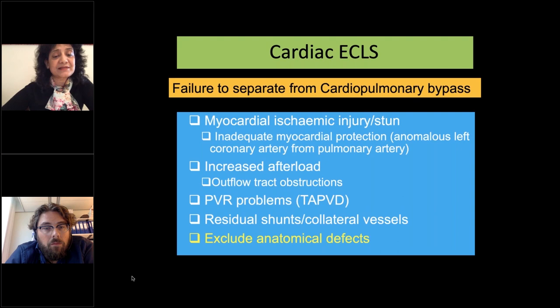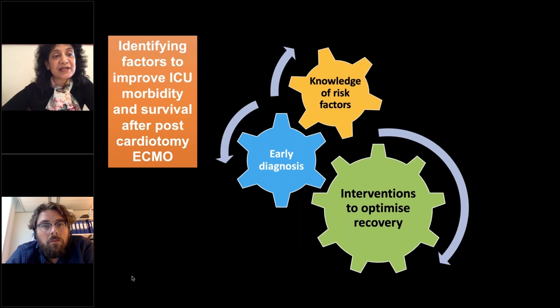So it's always very important to exclude anatomical defects. When I look at identifying factors to improve ICU morbidity and survival after post-cardiotomy ECMO, I approach this problem as a cogwheel. And that is, it's very important that these three cogs are in a wheel together.